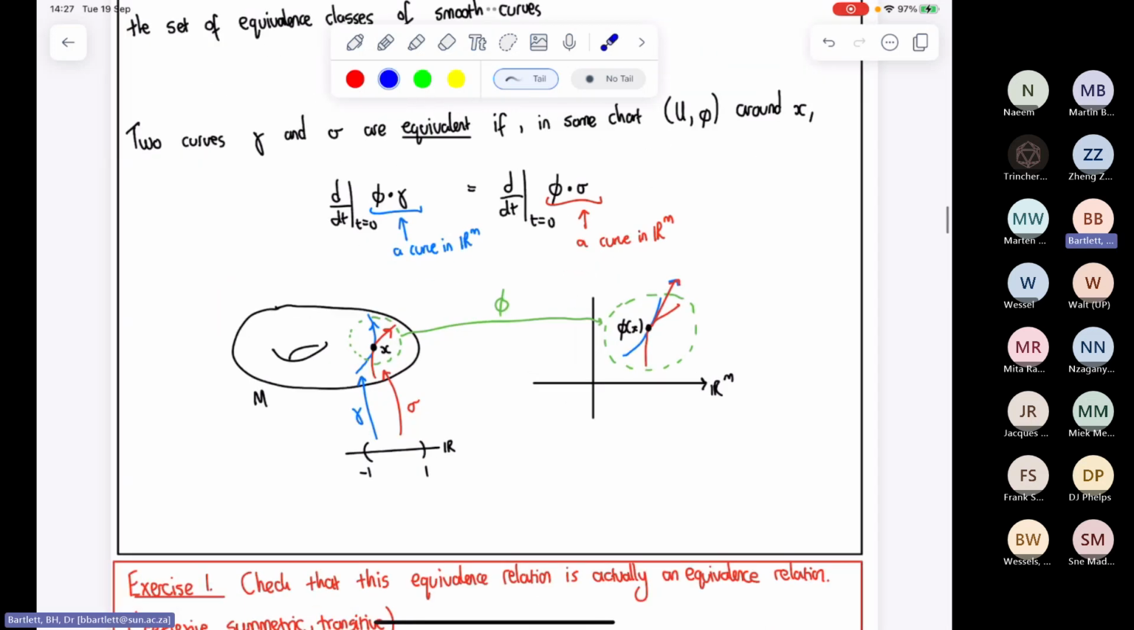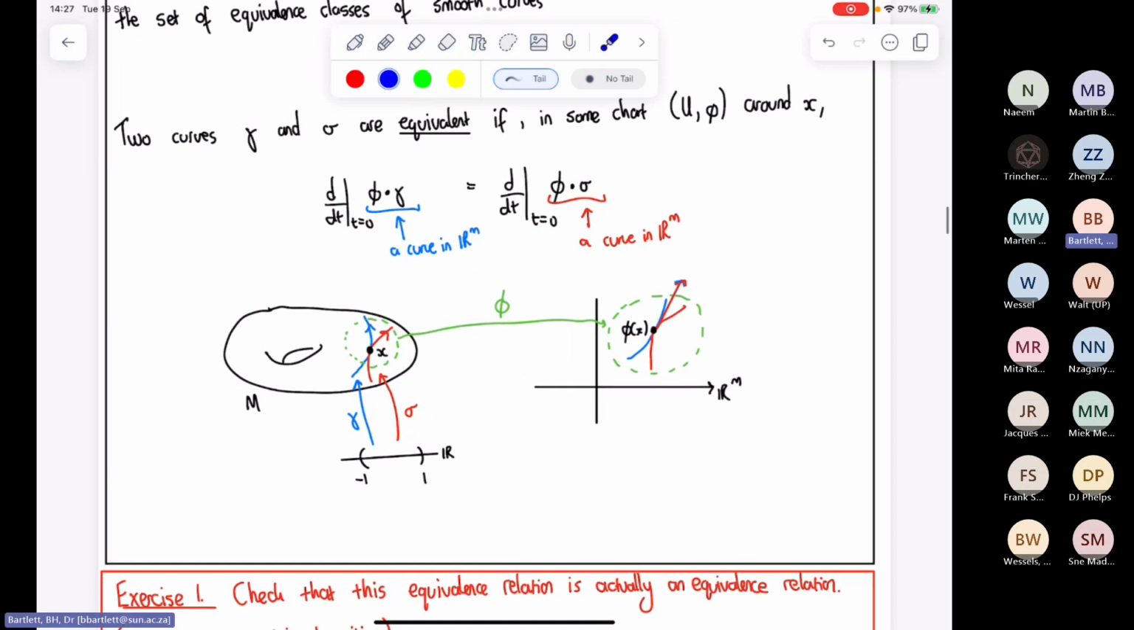So here's the picture. I've got my curve gamma, which is a map from the interval from -1 up to 1 to M, and there's its image here in M. I've also got a curve sigma, and here's its image in M. So gamma and sigma are different, right? You can see they take on different values, so they're different. But they seem to sort of be tangent at the point x. And that means they're actually going to be equivalent.